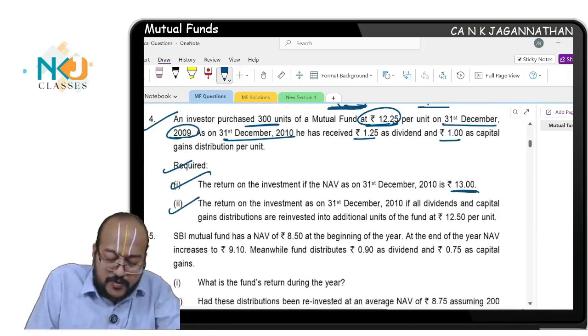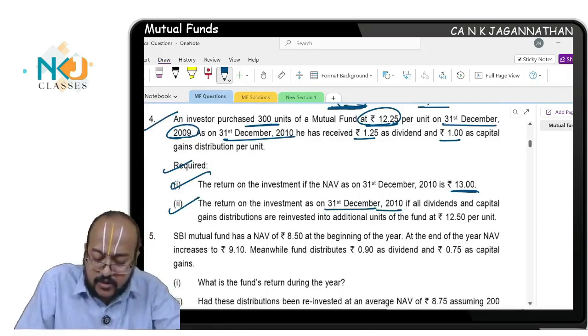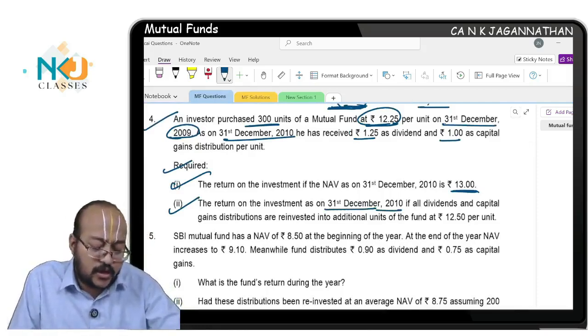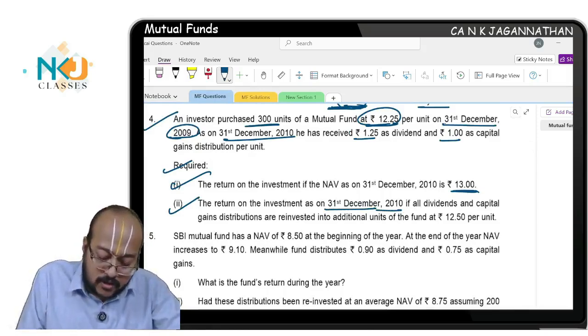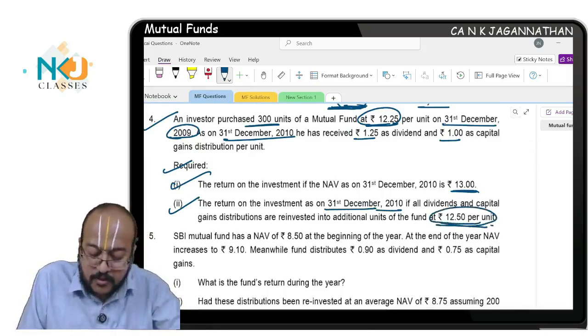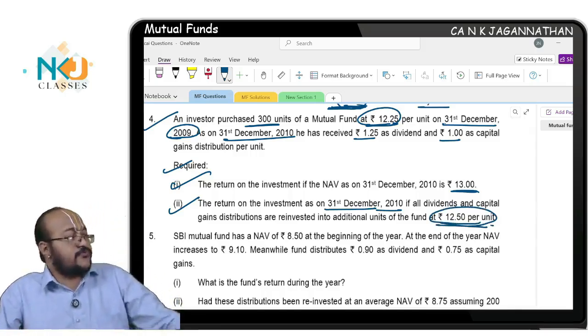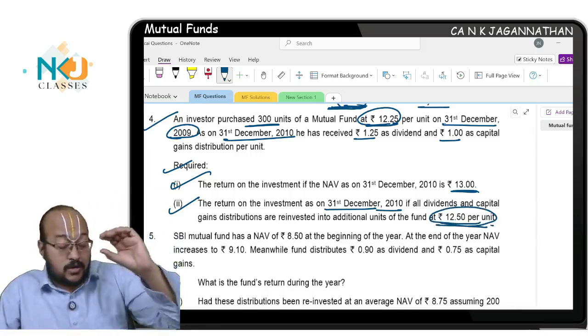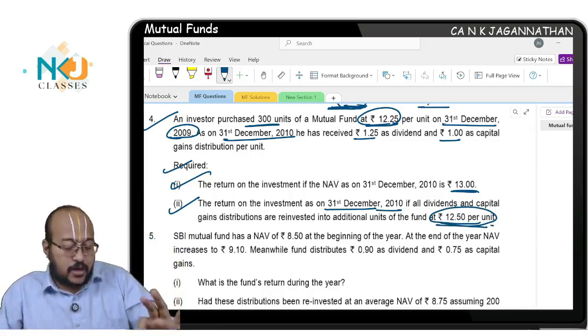The return on investment as on 31st December 2010, if all the dividends and capital gains distribution are reinvested into additional units of the fund at 12.5 per unit. Now see what they are asking. You have to find the return on investment. But I make some changes.